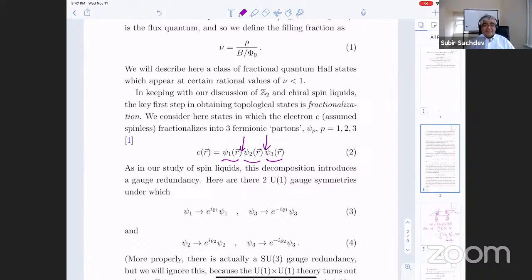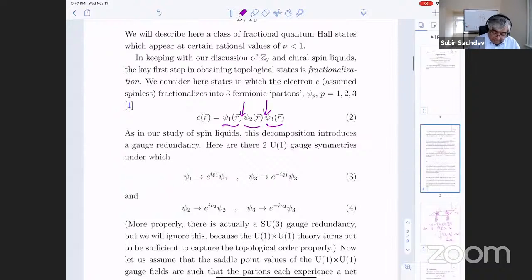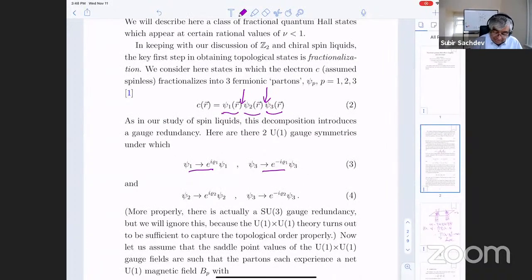In fact, if you're really being strict, there's really an SU(3) redundancy and there's an SU(3) gauge field, but it turns out you don't need it. So we'll just talk about the U(1) gauge redundancy here, just to make our life simple. Therefore, there's a U(1) gauge transformation generated by rho 1, where psi 1 and psi 3 have opposite signs, and another one, so I choose to make psi 3 special, where psi 2 and psi 3 have opposite signs. So it's a U(1) cross U(1). There are two U(1) gauge fields.